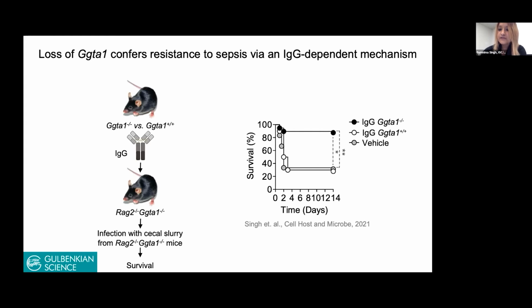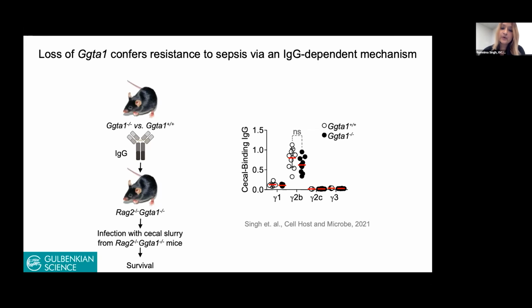The survival curve shows that the group of RAG2 double knockout mice that received vehicle survived about equal to the group that received wild-type IgG. However, the group that received, to the same extent, IgG from knockout mice survived to a much better extent, suggesting that the IgG from wild-type versus knockout mice are functionally different.